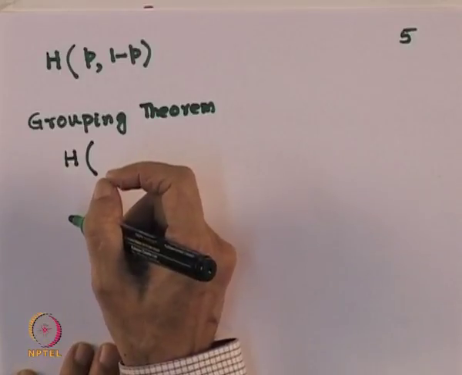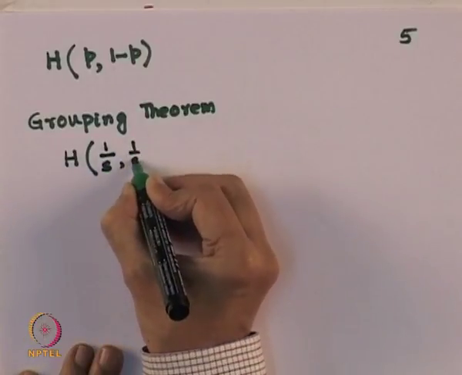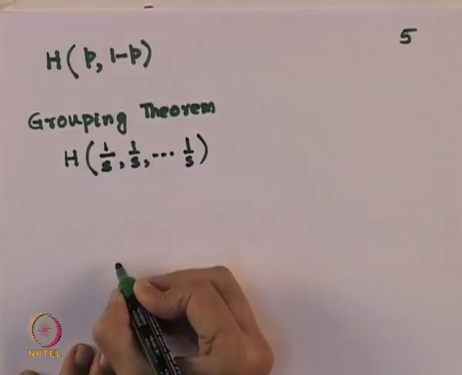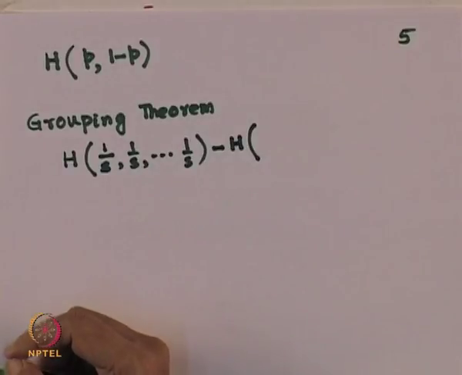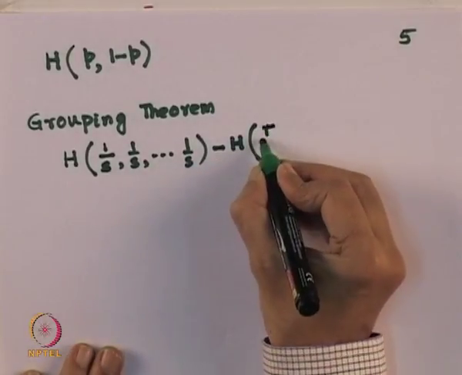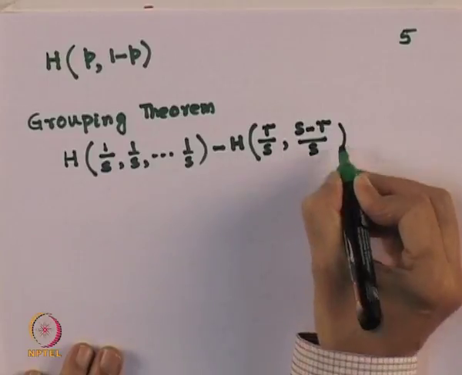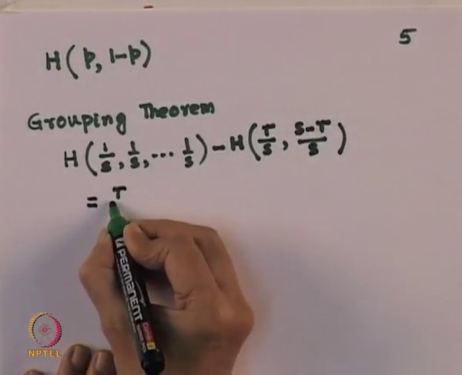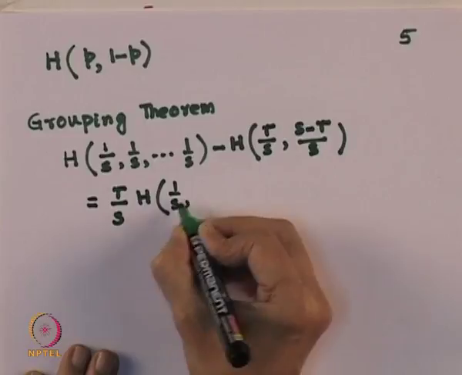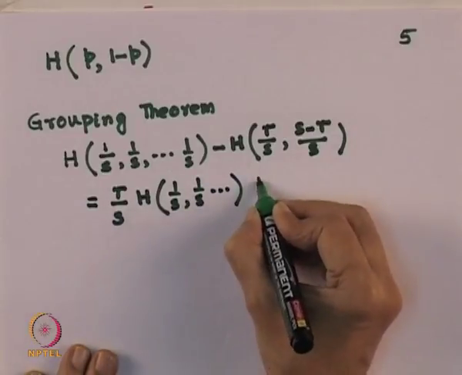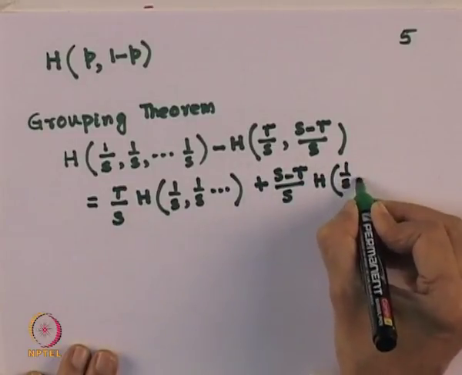Supposing I have got S equally likely events. So, we had seen that this is 1 over S, 1 over S, 1 over S, minus, there are two groups of events. The first group has R events, so it is R by S. The second group obviously has S minus R events, so it is S minus R by S. And this quantity was shown to be equal to R by S times H of 1 by S, etc., plus S minus R by S H of 1 by S.